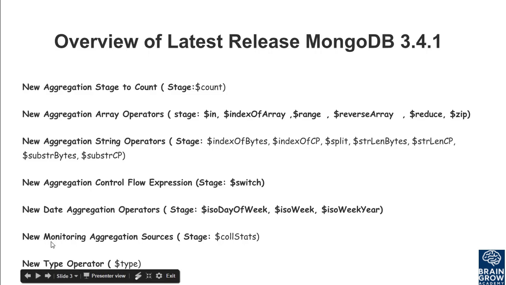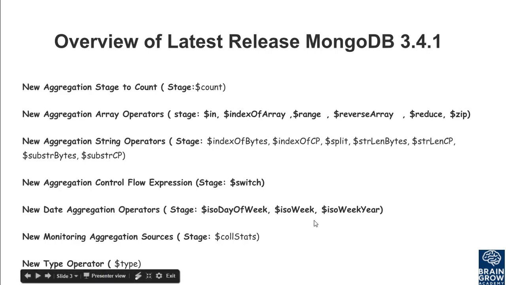The next one is a new monitoring aggregation source, that is called $collStats. What it will do, collStats will return statistics for a collection or a view. For a collection it will give you statistics like how many read operations, write operations, all those details we can get. So we will see in detail when we discuss.